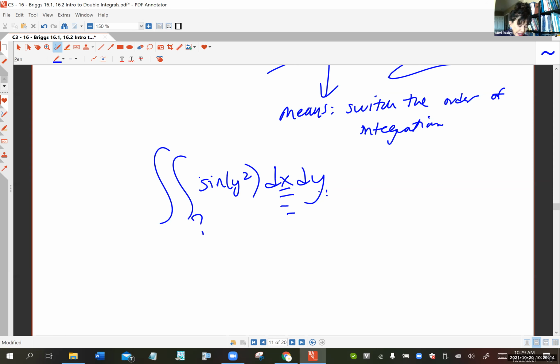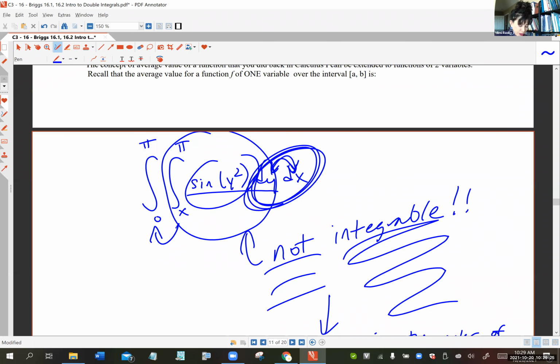Now, you're going to have to figure out what these limits are. And the viewers at home, you're going to have to do that. That's going to be the hard part. And then, well, how are we going to do that? Do we just swap these two integrals? No, you do not do that. No, no, no, please don't.